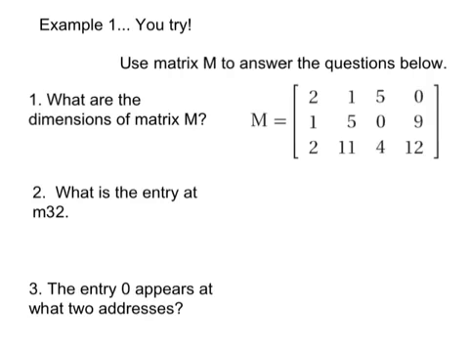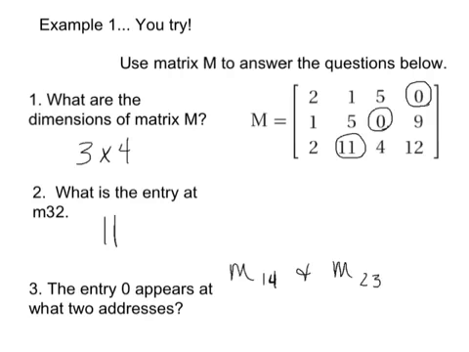Use matrix M to answer the questions below. Push pause and try on your own. All right, there you go. It's a 3 by 4, 3 rows, 4 columns. The entry at M sub 3,2 is 11. And entry 0 appears at M sub 1,4 and M sub 2,3.